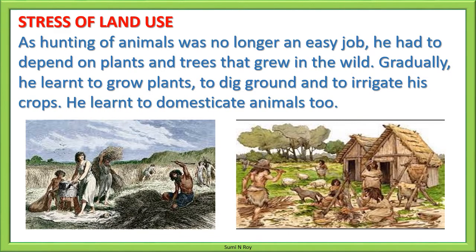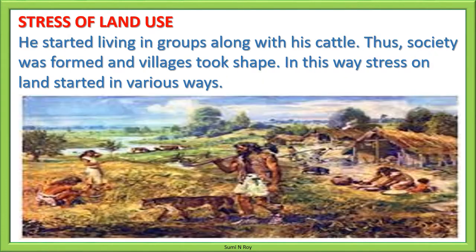As hunting of animals was no longer an easy job, he had to depend on plants and trees that grew in the wild. Gradually, he learned to grow plants, to dig ground, and to irrigate his crops. He learned to domesticate animals too. Then he started living in groups along with his cattle. Thus, society was formed and villages took shape. In this way, stress on land started in various ways.